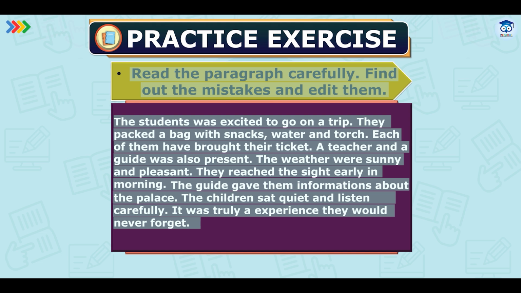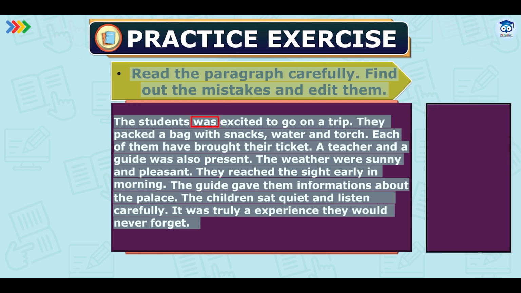In the first sentence, the students was excited to go on a trip. We need a plural verb with the plural subject students. So, was should be were. Next, they packed a bag with snacks, water and torch. Here, we need an article before torch. It should be a torch. In, each of them have brought their ticket.